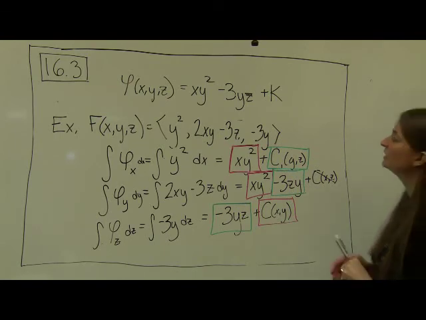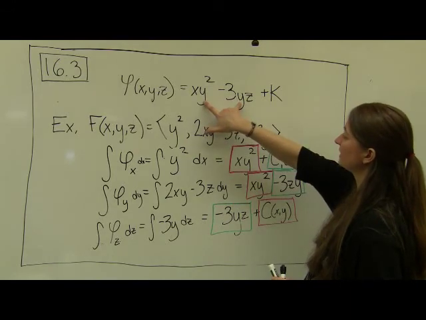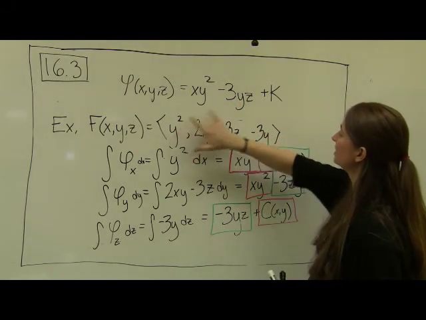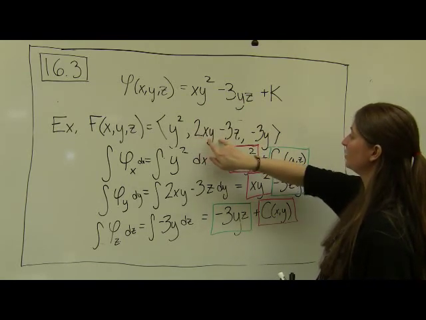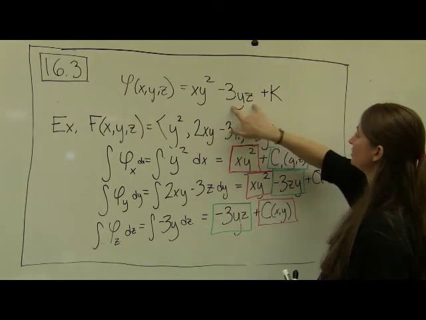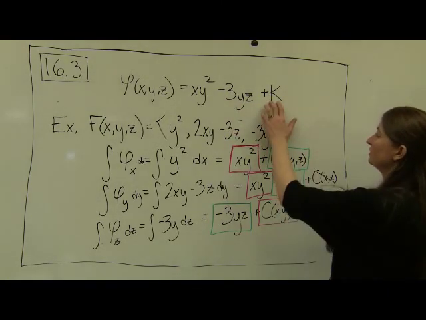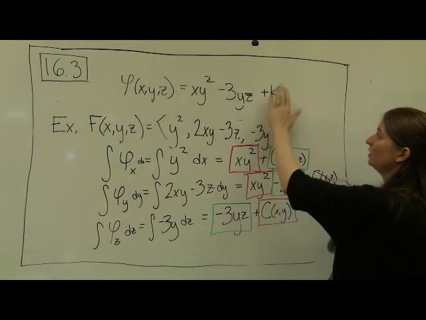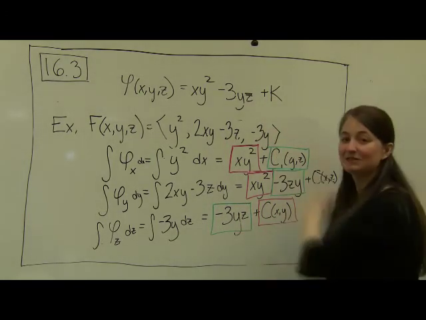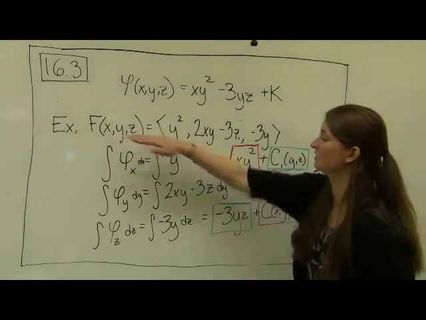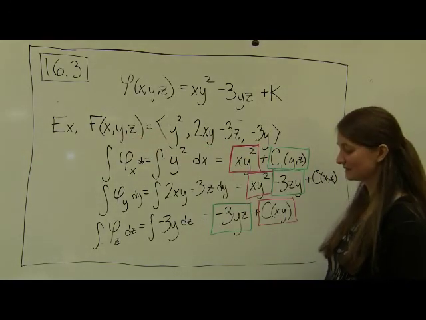And we can, in our head, really quick check, what's our partial derivative of this with respect to x? It is, in fact, y squared. Our partial derivative with respect to y is, in fact, 2xy minus 3z. And our partial derivative with respect to z gives us a negative 3y. Our partial derivative of our k will always go to 0, and so that's why our k can be there. And we see that this is, in fact, the potential function that matches for this particular gradient vector field. Thanks, that's it for today.